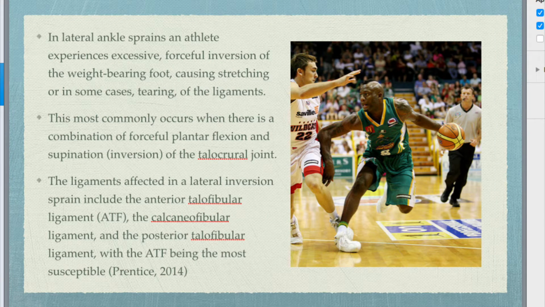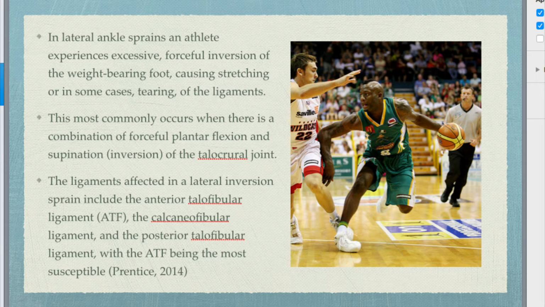In lateral inversion ankle sprains, typically an athlete experiences excessive, forceful inversion on the weight-bearing foot, causing stretching and even tearing or a complete rupture of the ligaments of the ankle joint. And that usually occurs when there's a combination of plantar flexion and inversion at the same time.